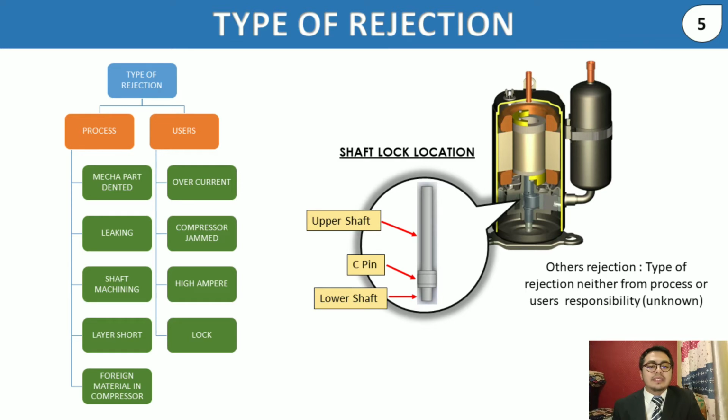However, the figures shown are not involved in the type of rejection through process or user. This is known as other rejection or unknown rejection. The company has taken an approach to solve this problem on behalf of the company through improvement from the aspect of processing. The figure shown is known as a shaft locking issue.